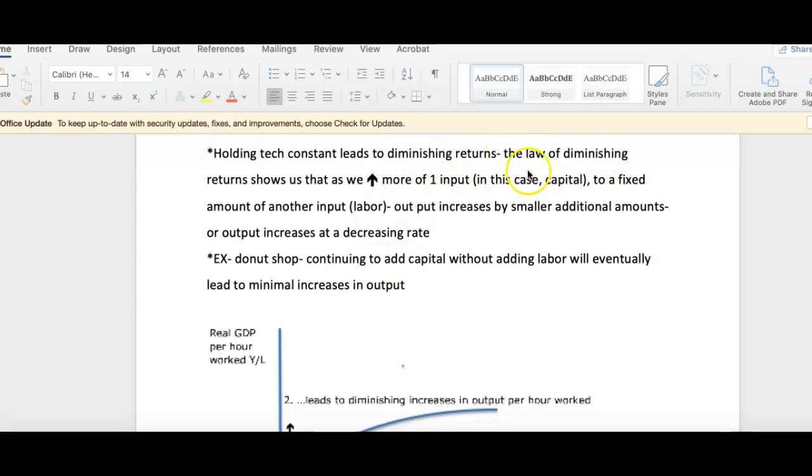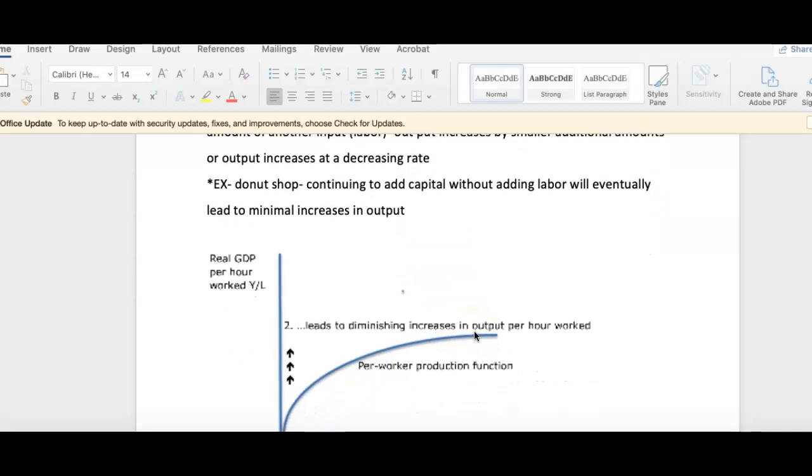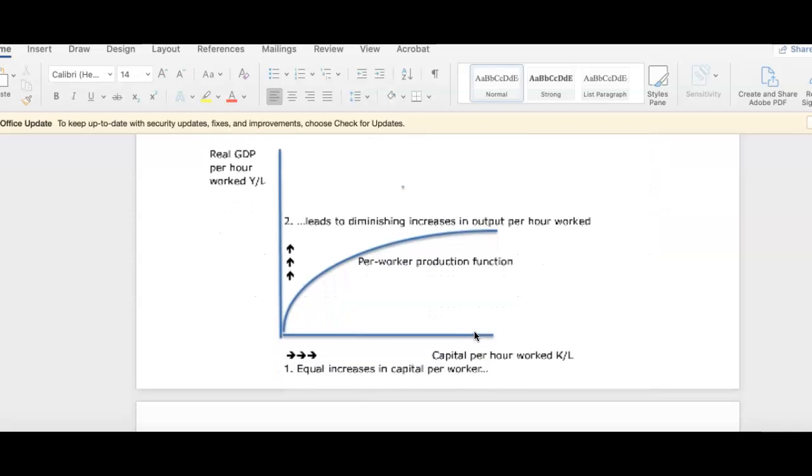The law of diminishing returns shows us that as we increase more of one input, in this case capital, to a fixed amount of another input, in this case labor, output increases by smaller additional amounts, or output increases at a decreasing rate. So this is the graph, and then I'll explain it.